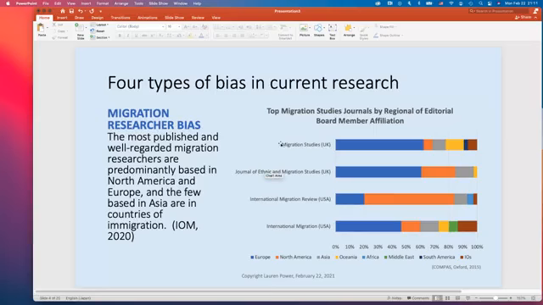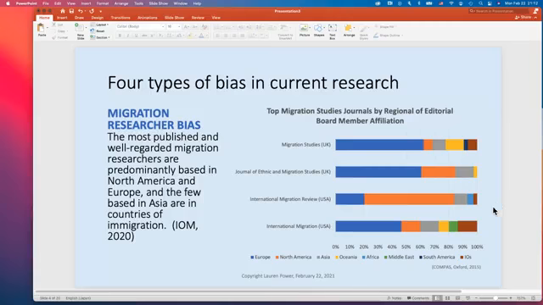As an example, according to Compass Institute at Oxford, which is a very well-regarded migration institute, we have these 4 highly ranked migration studies journals. And you can see that I've broken down the region of editorial board member affiliation. Most of these are based in Europe. Most board members, maybe they are not European nationals, but the institutions that they're affiliated with are based in Europe, followed by North America. And these highly ranked journals themselves are based in the UK and the USA.